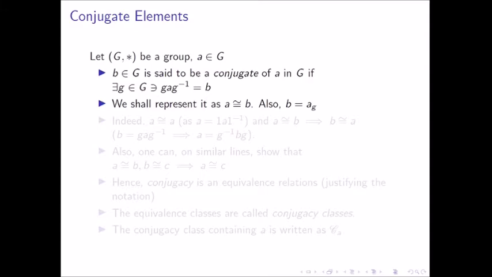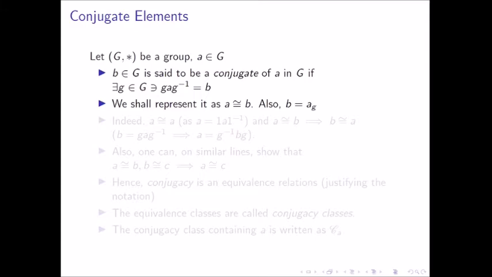Again, A is an element of G, and B, an element of G, is said to be a conjugate of A in G. The group is important. If there exists some element g of G such that gAg inverse is equal to B. Look that we are doing gAg inverse. We are pre-multiplying and post-multiplying by the inverse of g.